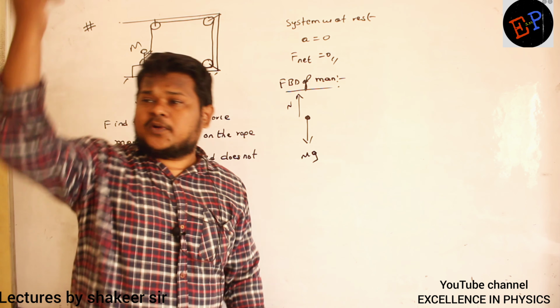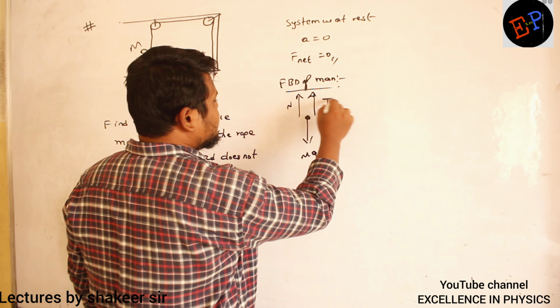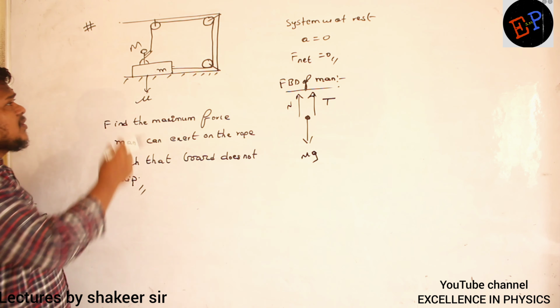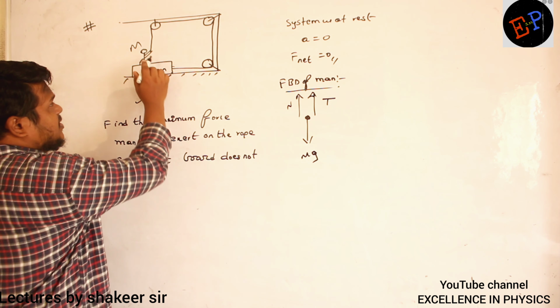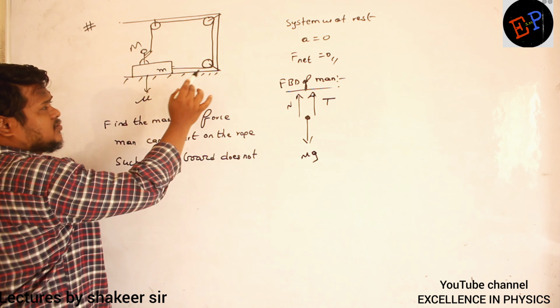Rope is pulling the man in upwards direction. So one more force which is acting is tension in the rope. Now let us see what are the directions of tension. Same tension is acting throughout this rope.